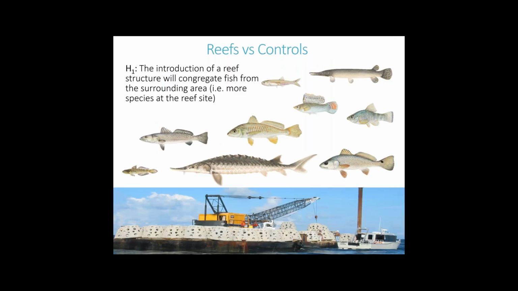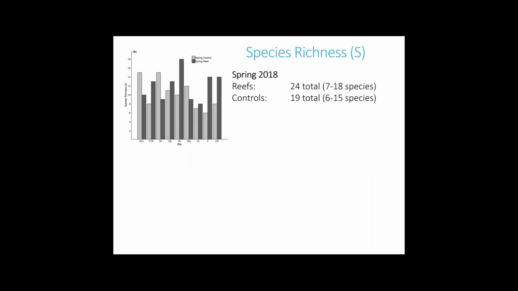So what do we find? Well, if we go back to the original hypotheses, would the artificial reefs congregate fish? And so here's what we found. From the spring 2018 sample, we recovered 24 total species across all the reefs with a range of 7 to 18 species per reef. For the paired controls, we got 19 total species with between 6 and 15 species per reef.